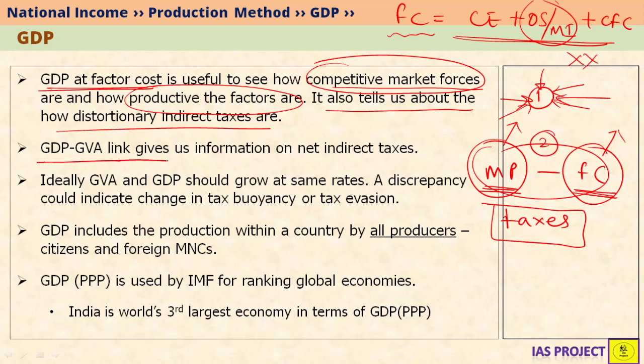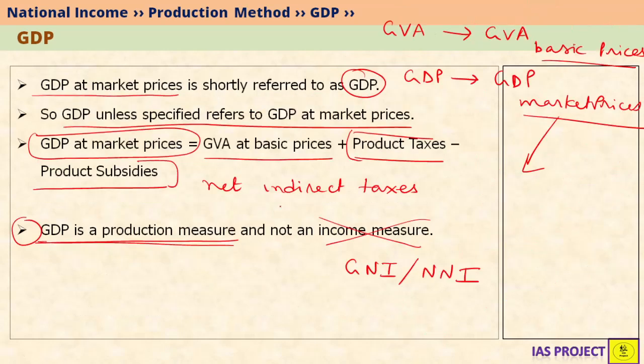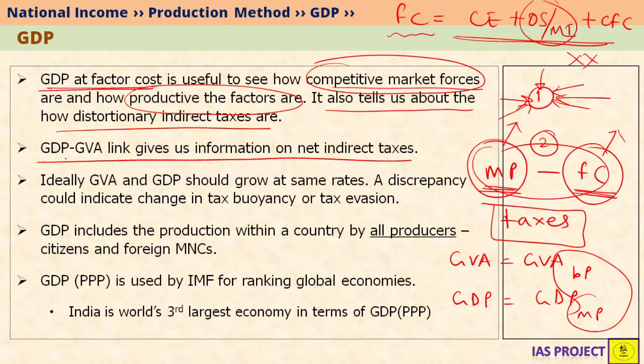The GDP-GVA link gives us information on net indirect taxes. We already know GVA means GVA at basic prices. GDP means GDP at market prices. GDP minus GVA, we are ending with market prices minus basic prices. We also know the difference between market prices and basic prices is nothing but net indirect taxes. So the GDP and GVA link gives us information on net indirect taxes.